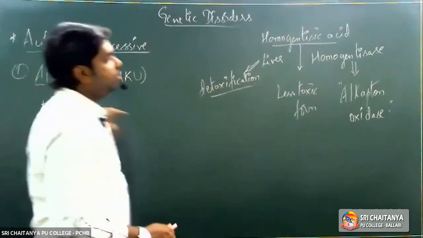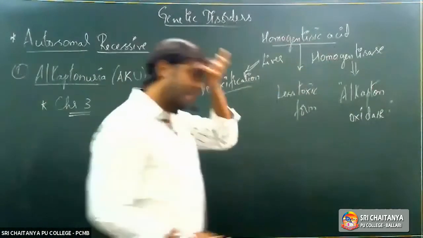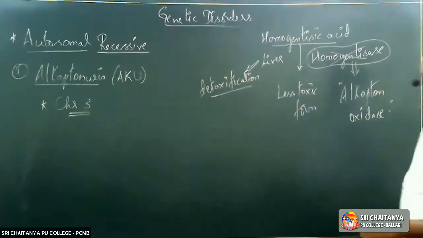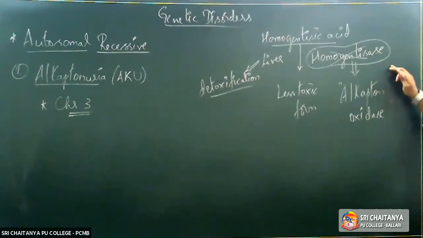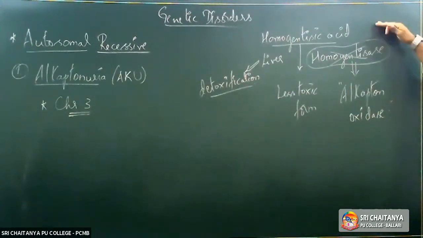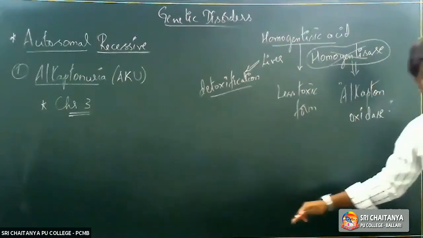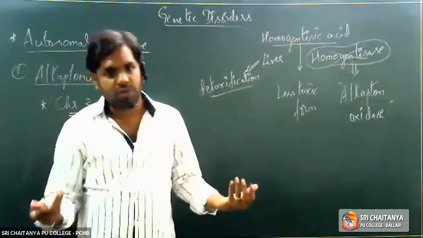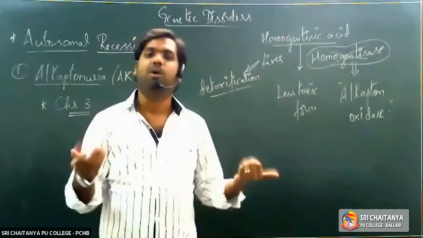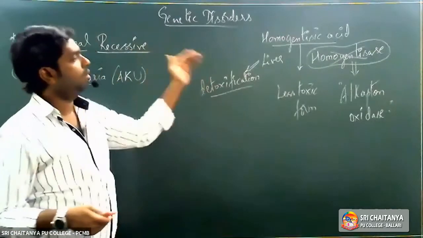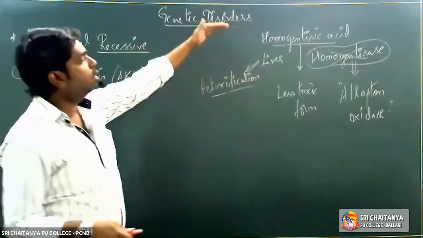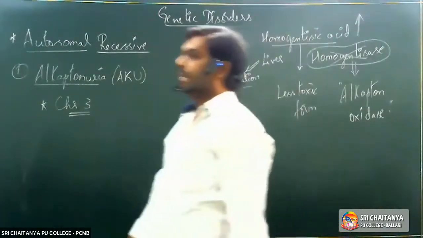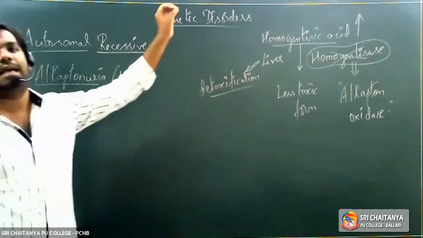Now what happens if there is a mutation in this particular gene? Because of the mutation, this particular enzyme is not being produced. Since this enzyme is not being produced, homogentisic acid is not getting detoxified. So there is no process of detoxification happening. Because of no detoxification, the homogentisic acid concentration in the body would start increasing.